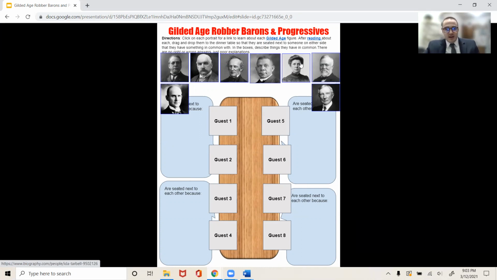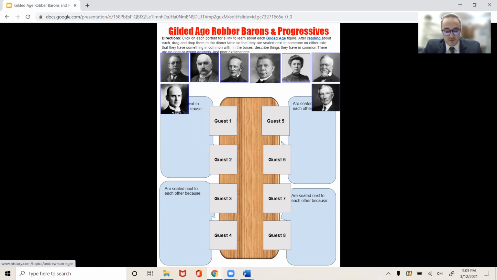All right, and on to the next woman here, Ida Tarbell. Okay, she worked as a journalist back in the Gilded Age and made her name by investigating oil companies. Now, 1 finger if you think she's a robber baron, 2 if you think she's progressive. Yeah, everyone got that one? Pretty obvious there.